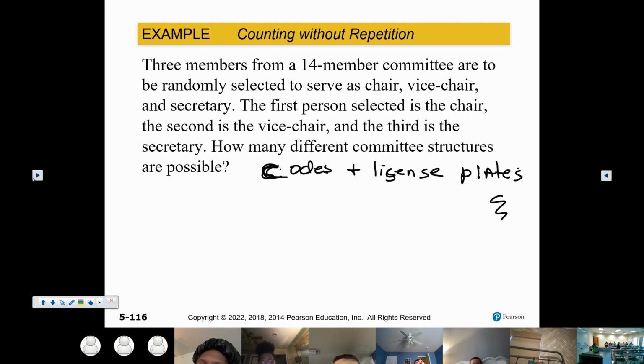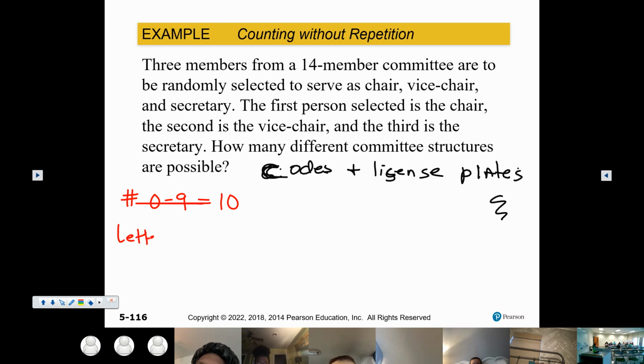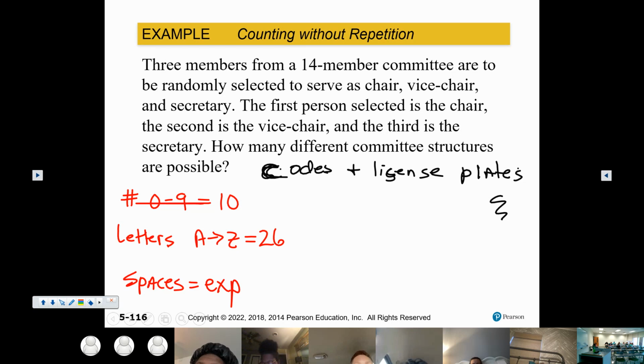Write down this, and this is in red. Numbers are from 0 to 9, which is 10. So 0 to 9, if you use numbers, like in license plates, the number is 10. If you use letters, now y'all have known this since 2nd grade, how many letters are there? 26. So please don't mess that up. And of course, the last thing, spaces: the number of spaces that you have equals exponents.